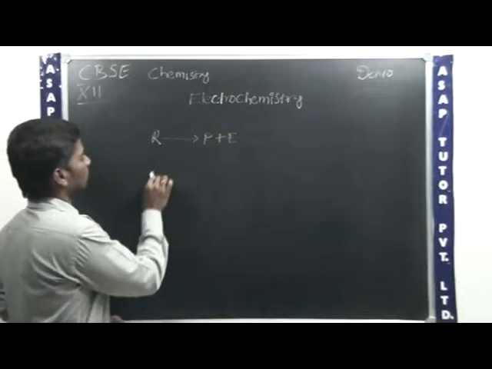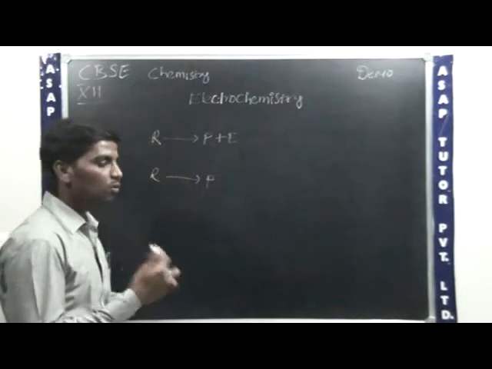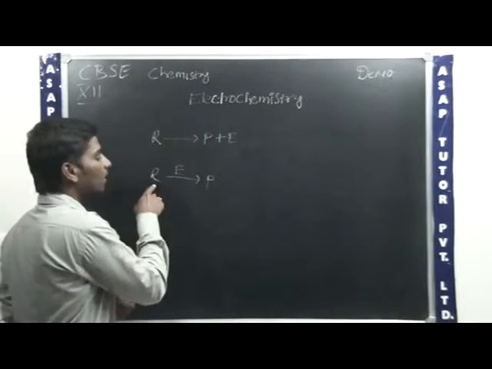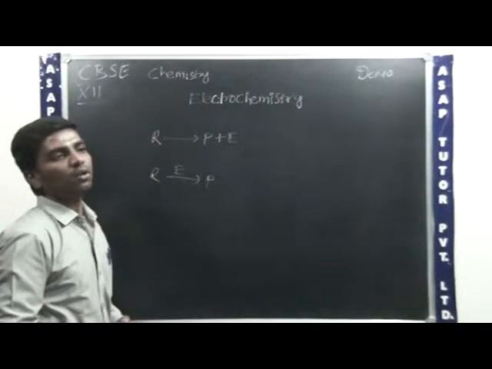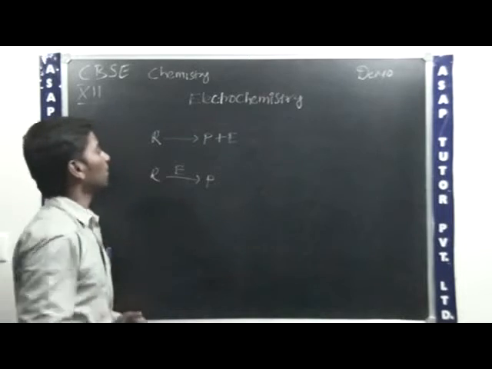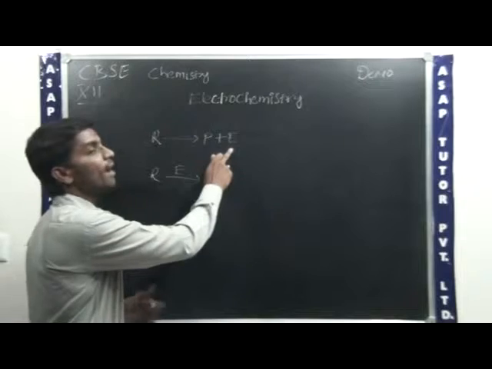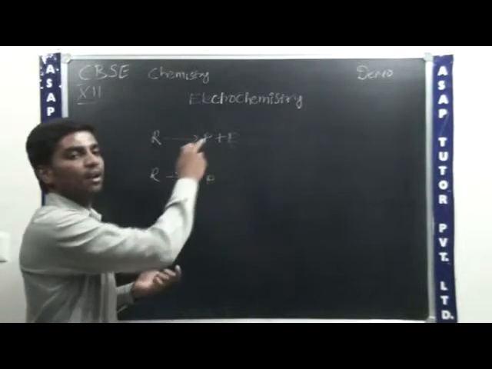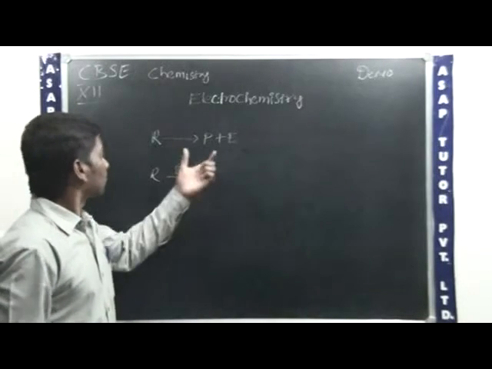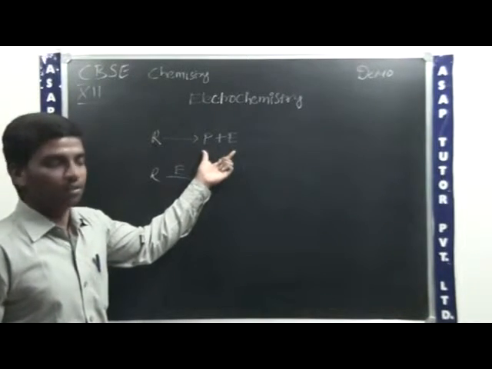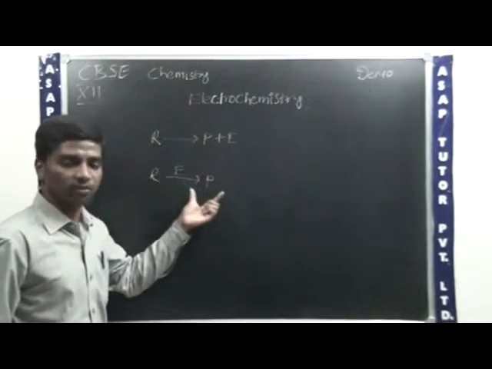When the reactions convert into products, some energy comes out. This type of reaction we also call electrochemical reactions. Once again, I repeat: when reactants form products and release some energy, that energy is electrical energy. This is called an electrochemical reaction.